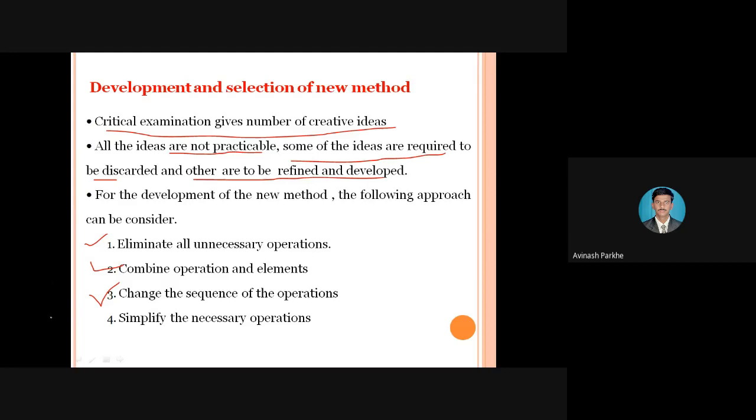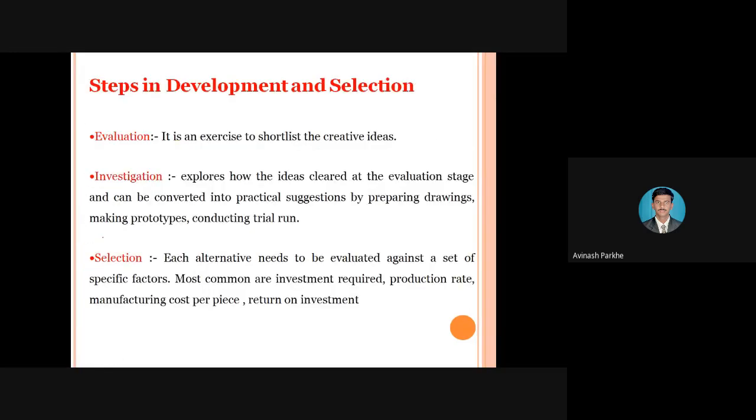And simplify the necessary operation. Whatever operations are required, you can keep only those operations. Whatever unnecessary operations are there, we can eliminate them, which means we have to go for simplification. So if I implement all these four concepts in the modification, then you will get the modified method, and your ideas can be modified and implemented in the industry. But in order to go for the modification, these are the steps I have to implement.